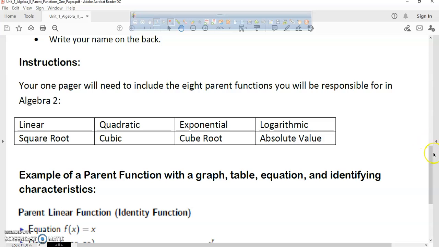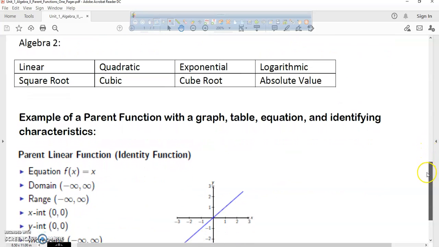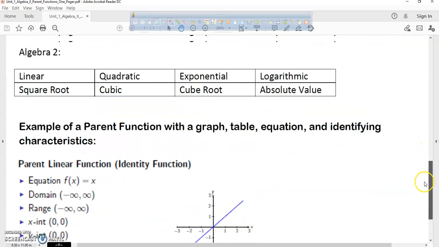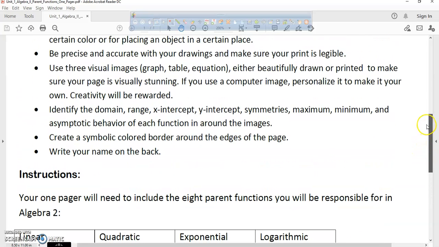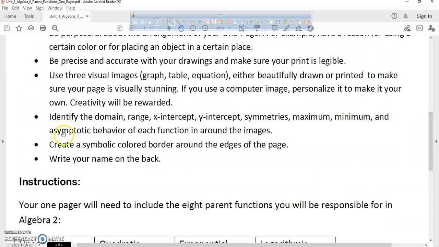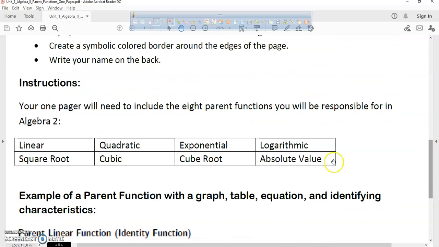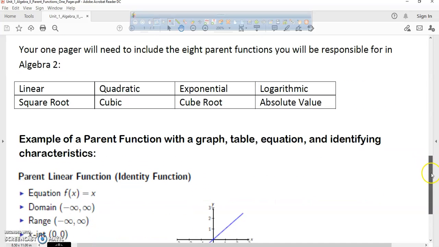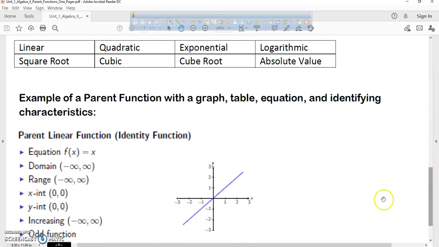So what are you going to have to do? You're going to need to write down the criteria for all of these. Now we're going to talk about which functions have asymptotic behavior. I'll give you a hint. Exponential functions and logarithmic functions are these two. They both have asymptotic behavior. So when you're graphing those, now what is an asymptote? An asymptote is basically a boundary in the graph.